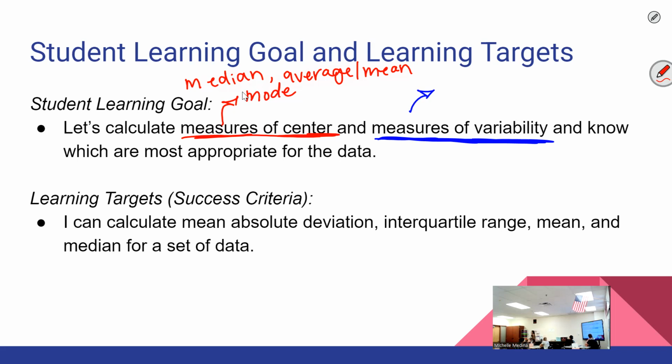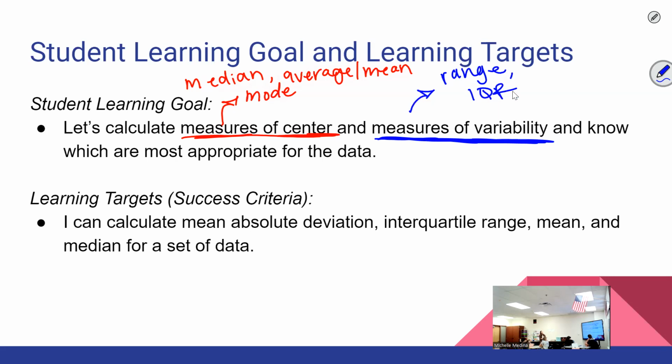What measures like how spread out the data is? Range. What else? There's like one more. Interquartile range. Good. So range of your whole thing, interquartile range. That's all we've talked about so far.